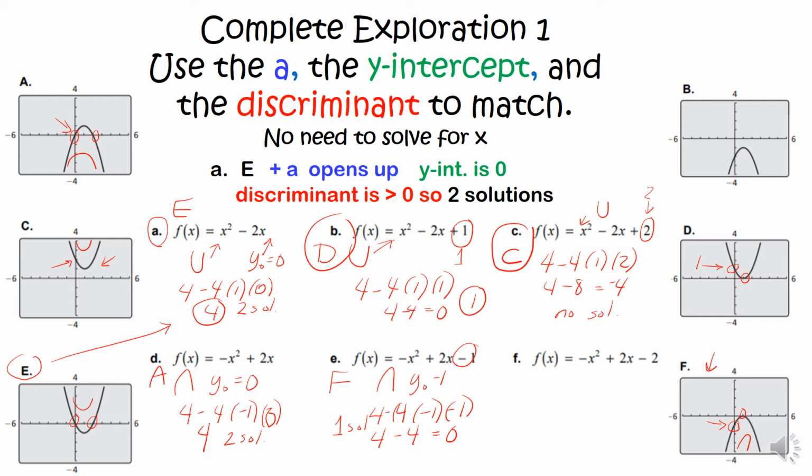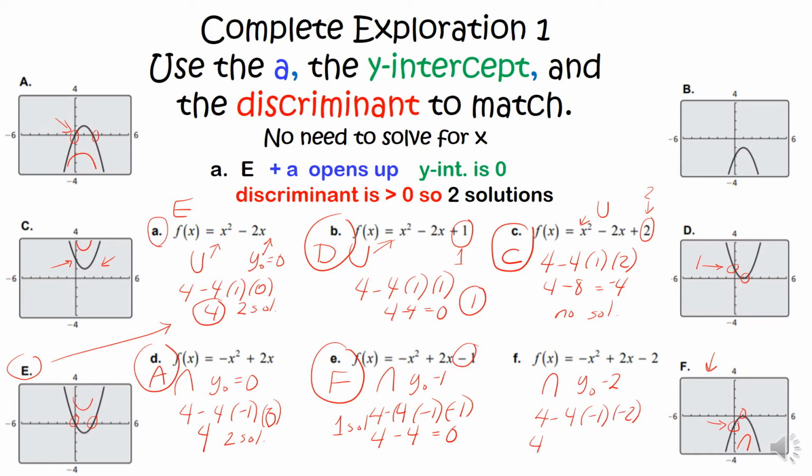And you can probably guess what the last one is, but we might as well prove it to ourselves. So it's a sad face graph. It has a y-intercept of negative 2, and when we do the discriminant, it's 4 minus 4 times negative 1 times negative 2.